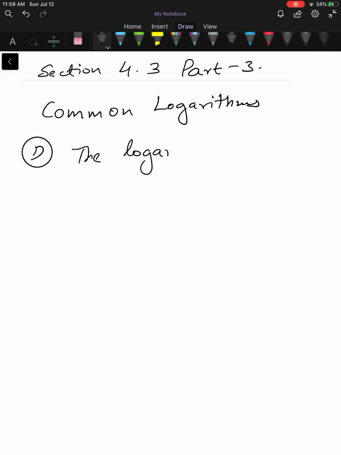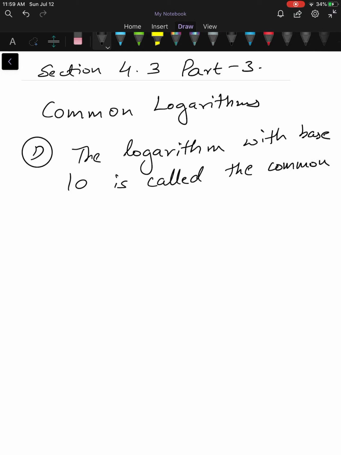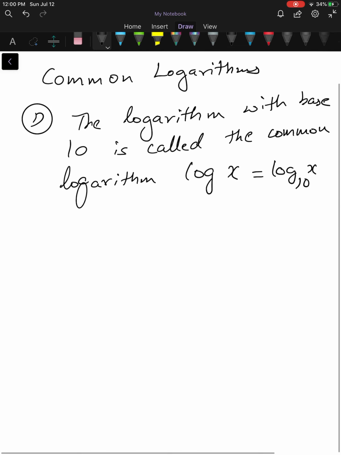To define the common logarithm: the logarithm with base 10 is called the common logarithm, and it is denoted by omitting the base. That is, you do not write the base, you just write log x. So this is nothing but log x to the base 10.